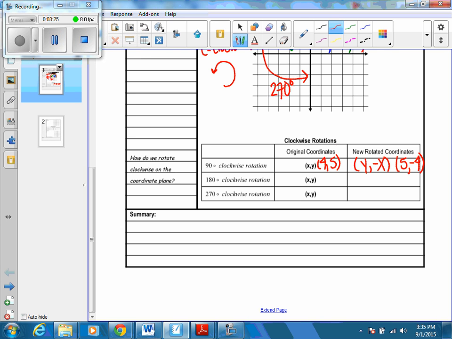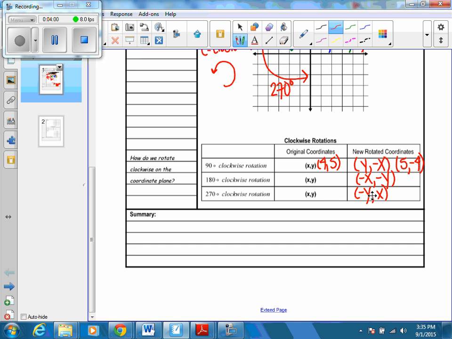When we talk about a 180-degree rotation, all we're going to do is make our x and our y negative. So negative x, comma, negative y. When I'm doing a 270-degree rotation, it's the opposite of my 90 degrees. It's going to be negative y, comma, x.